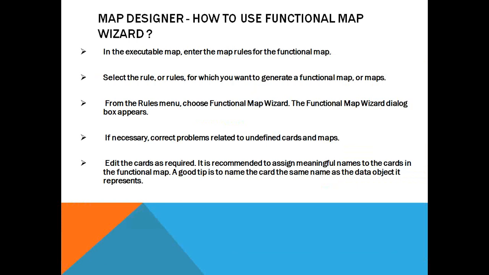Okay. So in the functional map, we no need to create the functional map manually. Manual means no need to select the type. Once you create the rule for function map, right click using functional map wizard, you can easily create the functional map. But always it is not possible.